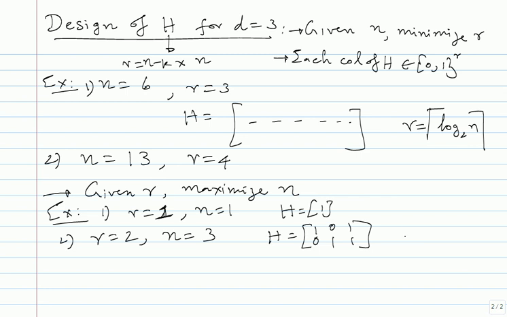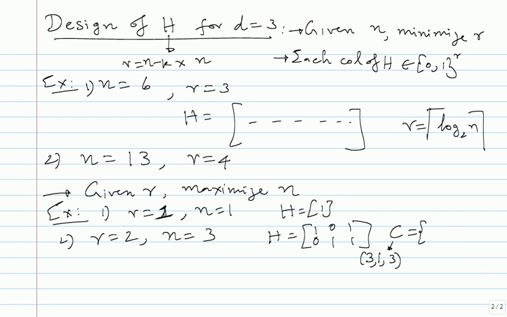What is the code corresponding to this H? What will be the parameters of this code? 3 comma what will be k? 1, right? How did I get this? It's n minus r. And the minimum distance will be 3. So it's a (3,1,3) code. What do you think the code words should be?